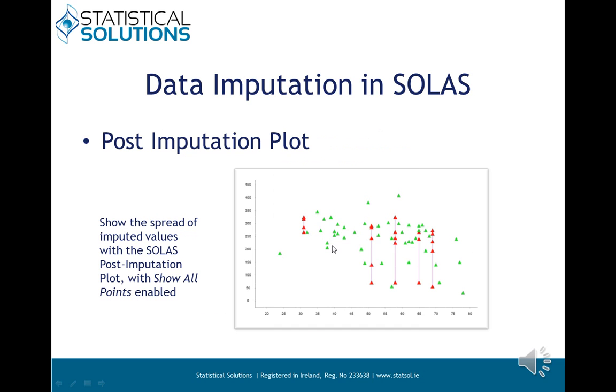To explore the range of imputations generated by SOLAS, you can use the SOLAS post-imputation scatter plot with the Show All Points options enabled. Here you can see the range of values SOLAS imputed for each missing value.